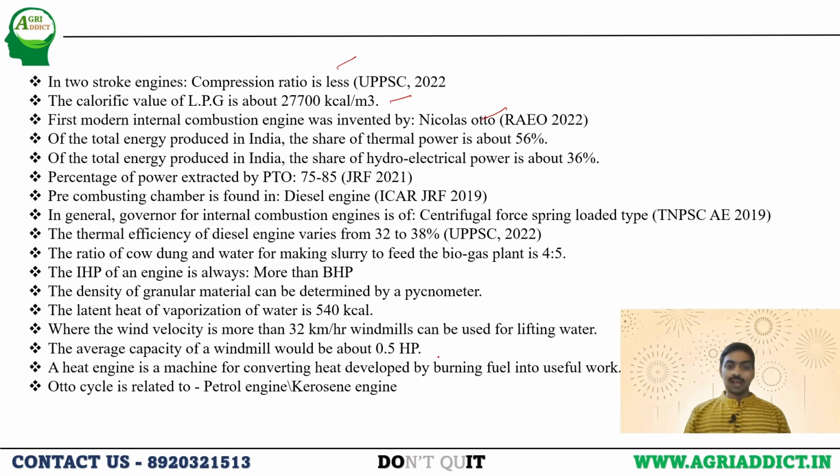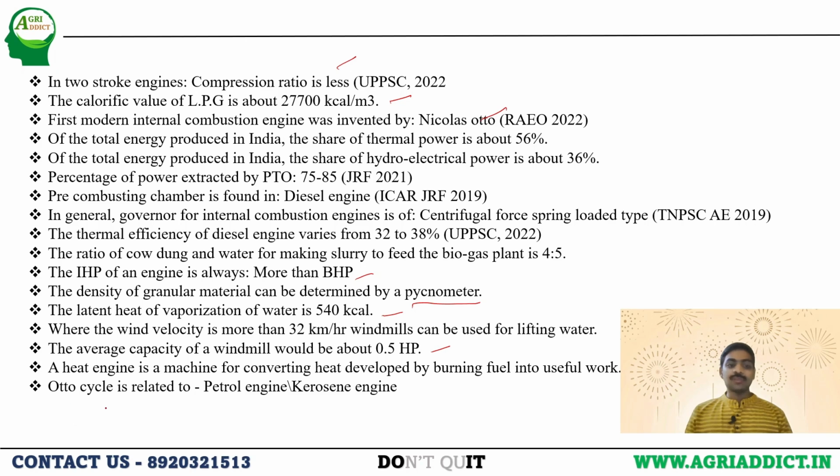And for the windmill, as I told, 0.5 HP is necessary, and latent heat of vaporization for water is 540 kilocalories. And the HP of an engine is always how much? It is generally more than BHP, that is brake horsepower, and it is IHP, that is indicated horsepower. So go through the definition once again if you could not recollect well, and you can answer this. This type of question will also be asked in the exam. And the density of granular material can be determined by the instrument called pycnometer.